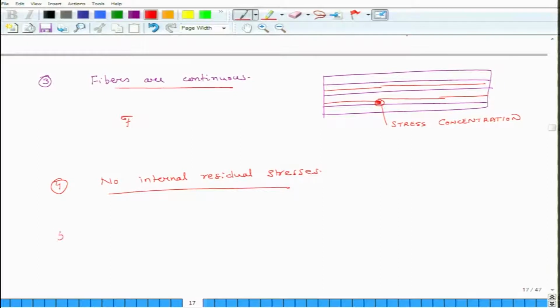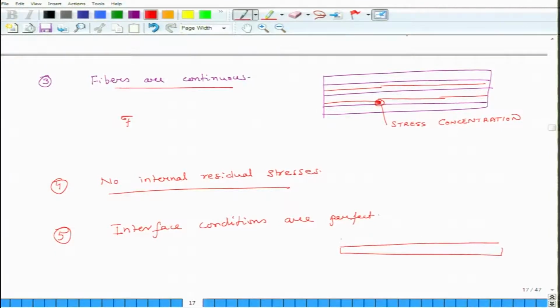And lastly, an important condition is that interface conditions are perfect. What does that mean? What that means is that you have a fiber and it is surrounded by matrix material. So, this is my fiber and it is surrounded by some matrix.